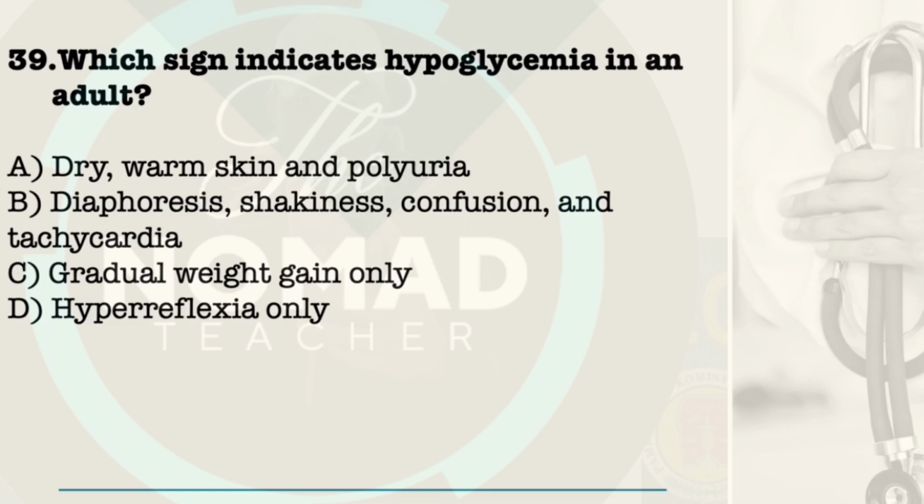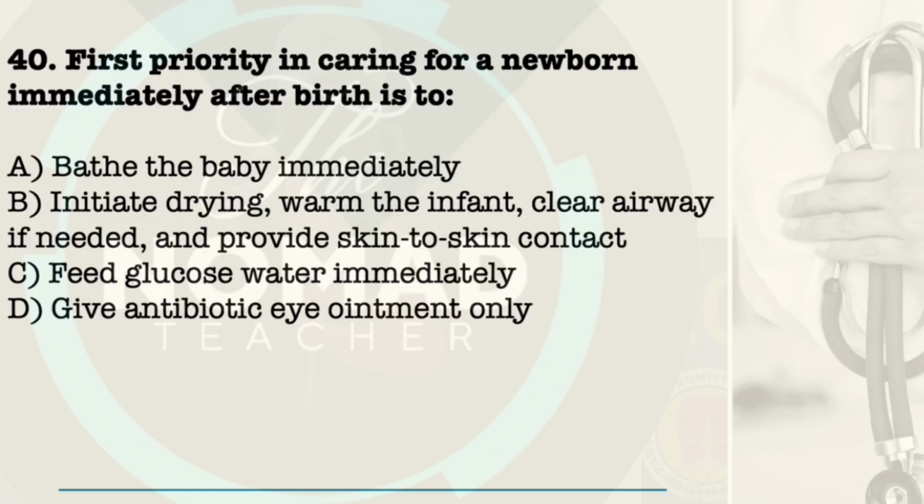39. Which sign indicates hypoglycemia in an adult? A. Dry, warm skin and polyuria. B. Diaphoresis, shakiness, confusion, and tachycardia. C. Gradual weight gain only. D. Hyperreflexia only.